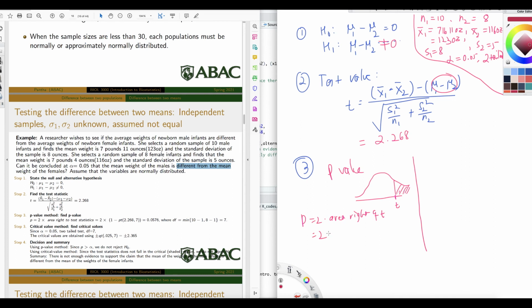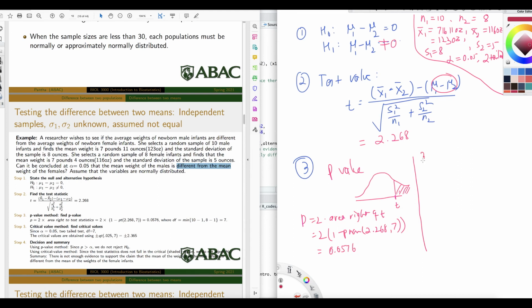To find the area right, we need to do p norm, but here we need to do 1 minus p norm, and then 2.268. What is the degrees of freedom? What is the smaller sample size? It is 8, so that will be 8 minus 1, that is 7. You do it this way, 2 times that. The p norm will give you the area left of that, but you need to find the area right of that. That's why you need to do 1 minus p norm. If you do this, you will get 0.0576.